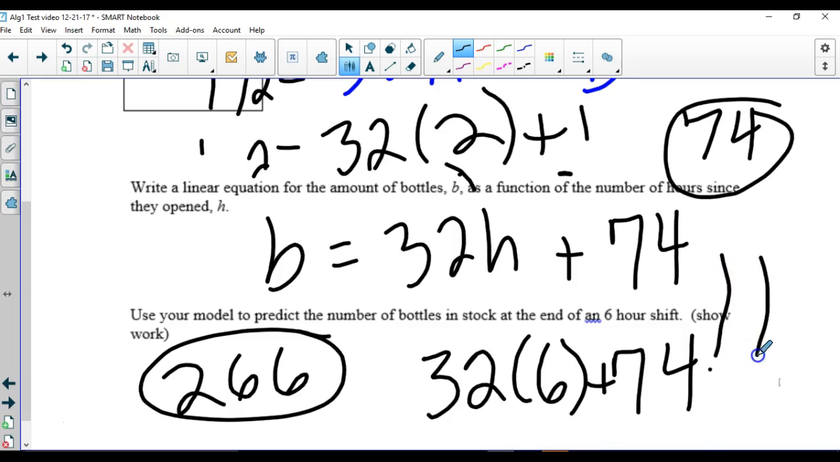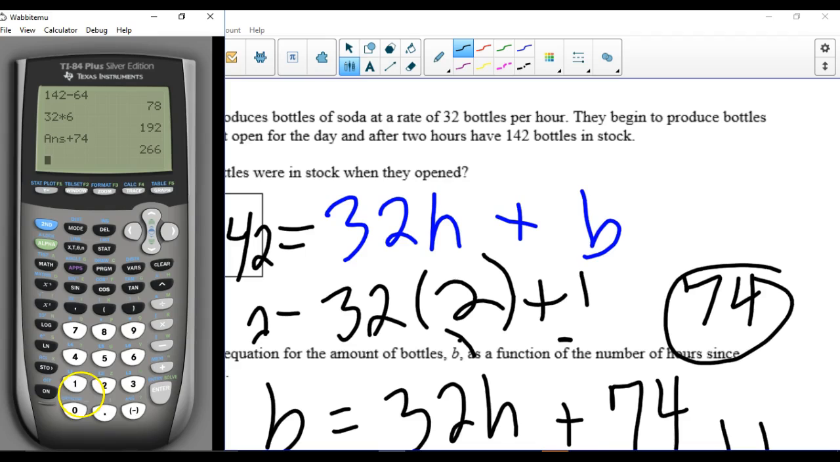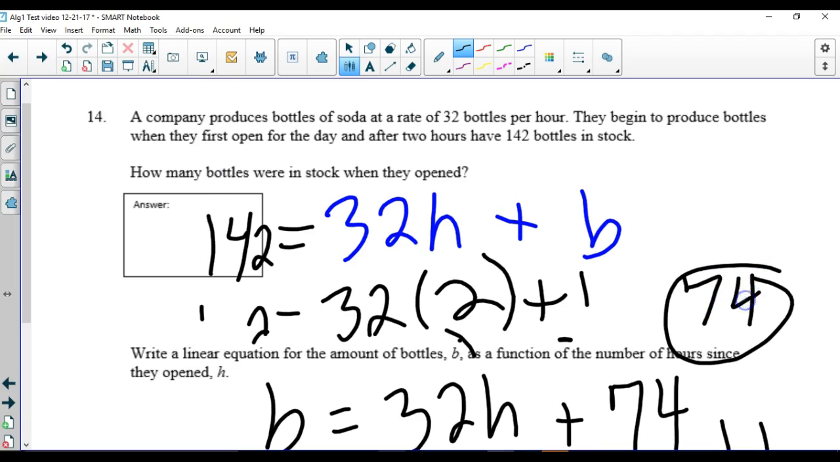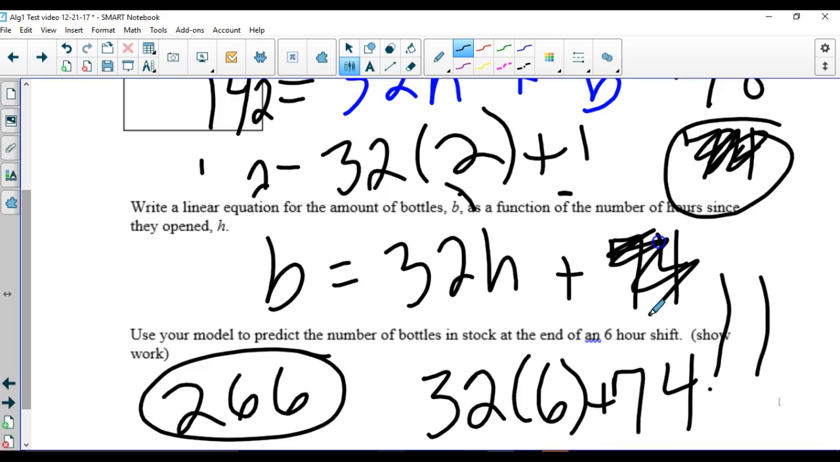78. Let me do that math again. Make sure I did it right. 142 minus 64. I'm bugging. 78 bottles. I put 74. So this should be 78. So again, what I did just now, I went back and checked my work. So this should be 78.